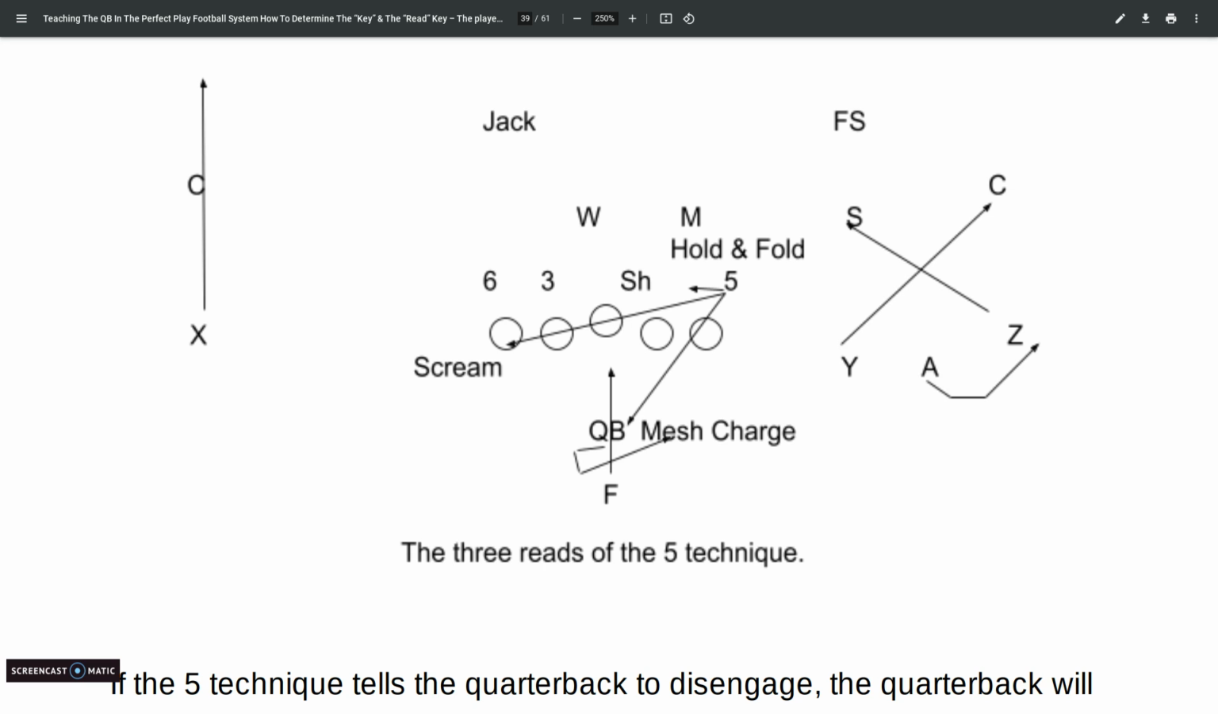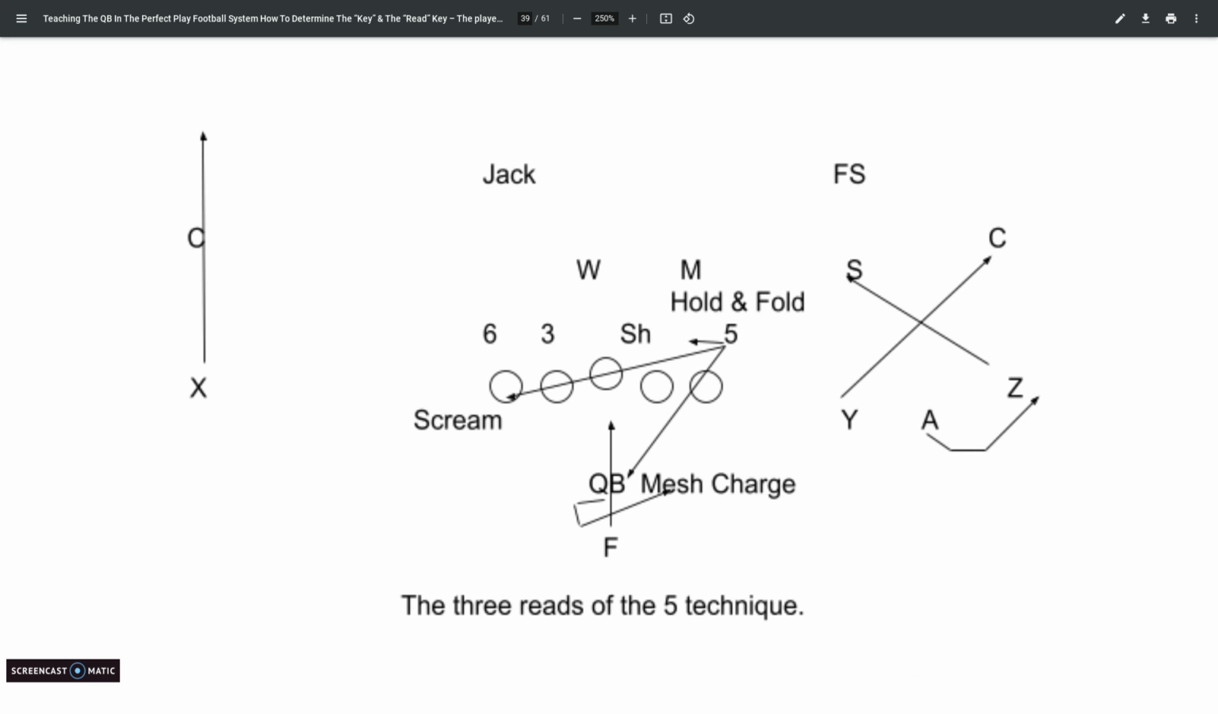So today's video, we're going to look at this picture that we have here in front of you, and we're going to read this defensive end, this five technique, and we're going to teach the quarterback to respond based on the five technique's movement. So understand that I just said that the quarterback will respond.